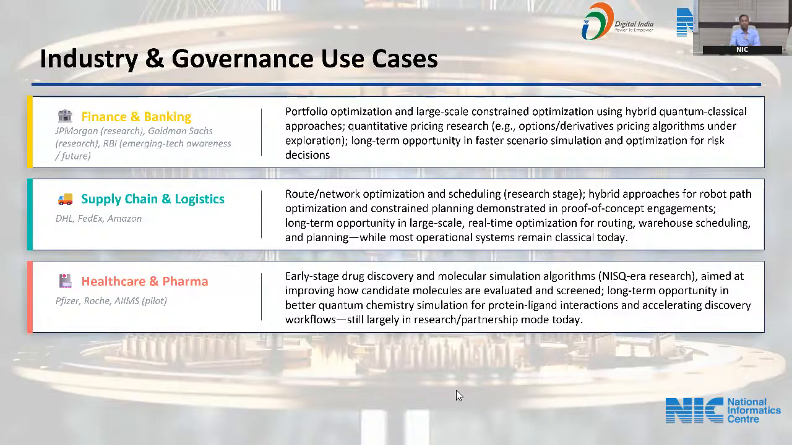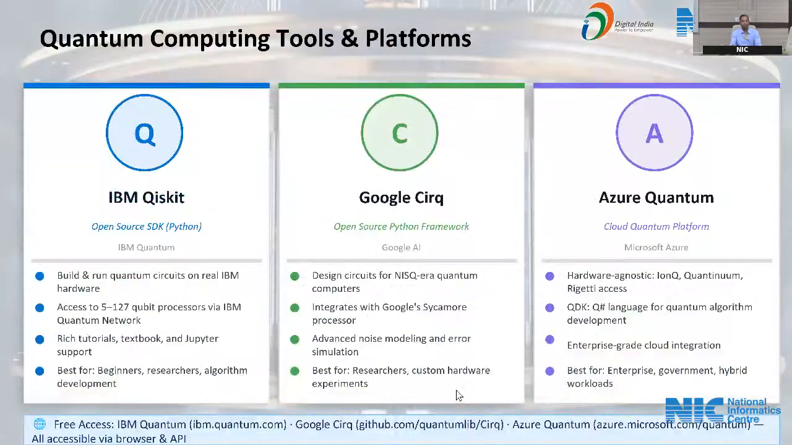So finance and banking, supply chain and logistics, and healthcare and pharma, these three industries, we can think of using quantum computing in these three industries.